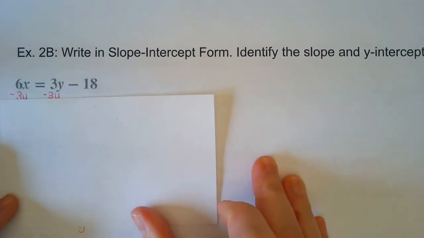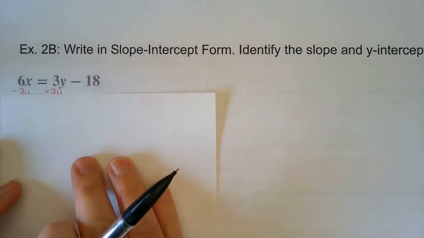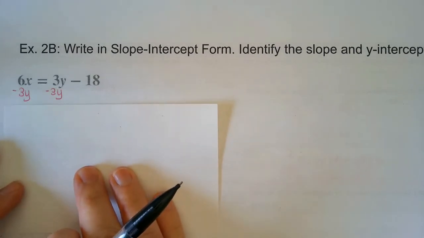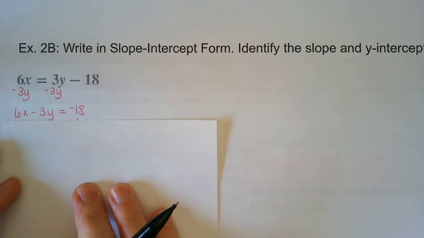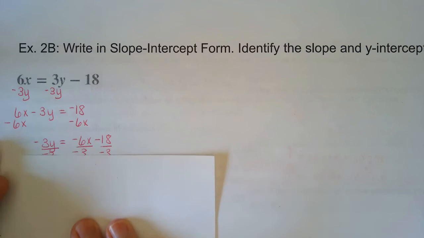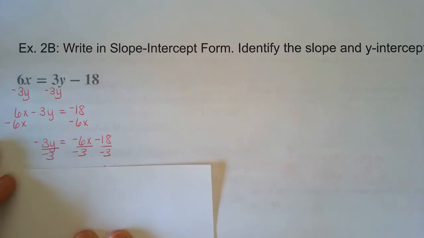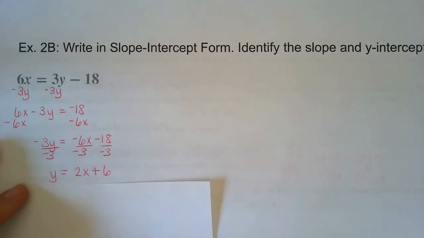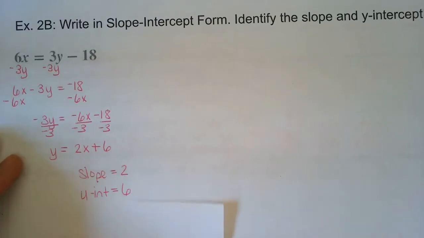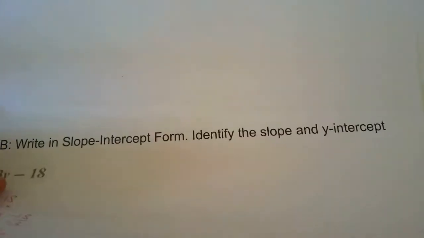So in the check question, there's a couple different ways you could start it, but I minused the 3y over so that the x and the y were together. And then I came back and I minused the 6x. So then I had negative 3y equal to negative 6x minus 18. Then I divided everybody by negative 3. So y equals 2x plus 6. So my slope is 2, and my y-intercept would be 6.